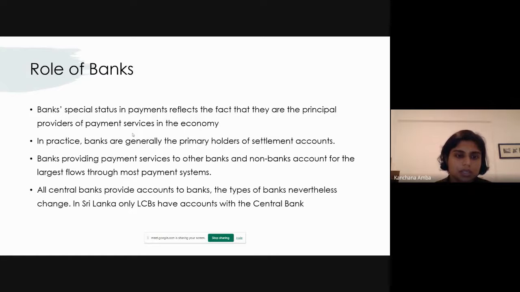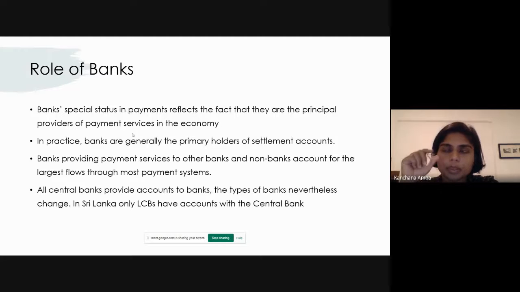right? Do you all know what settlement accounts with the central bank are? Do you know what a settlement account with the central bank is? Do you know that in Sri Lanka it is the commercial banks that can hold central bank accounts? Do you know that your bank has an account with the central bank? Yes. Okay, so the central bank is the banker to banks. And here in Sri Lanka it is banker mainly to the commercial banks, and we will discuss why that structure is like that.